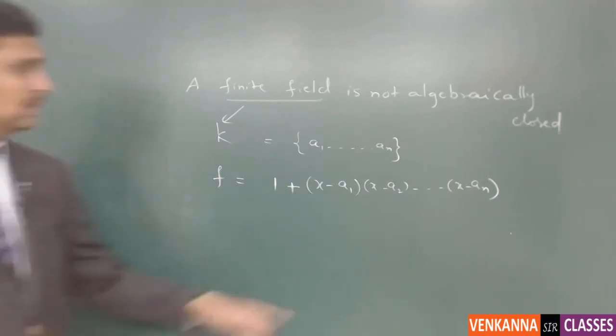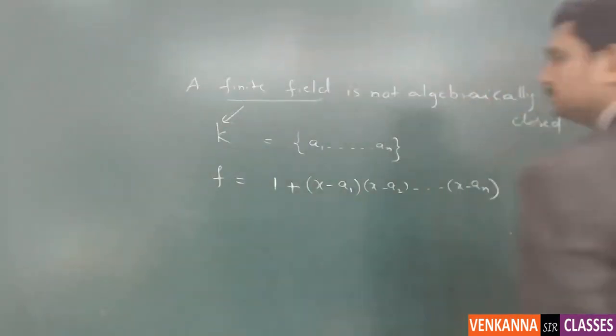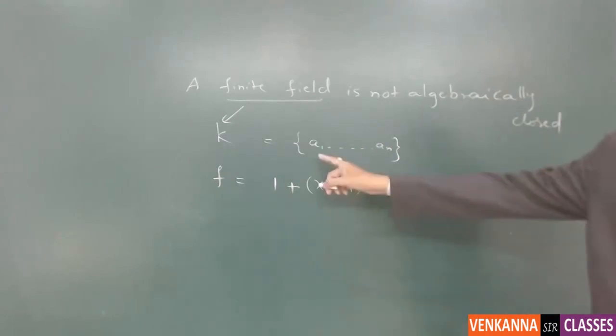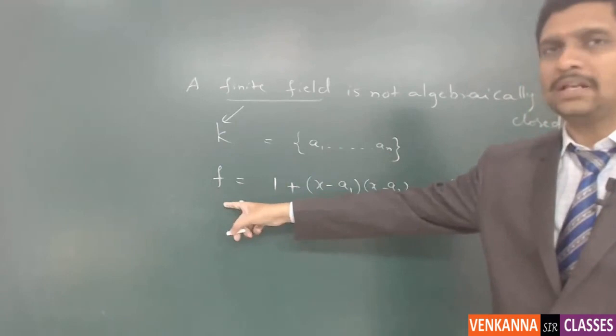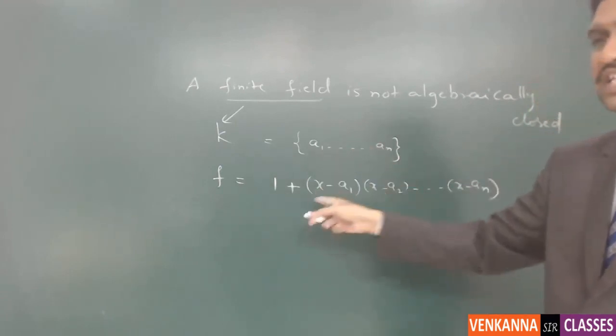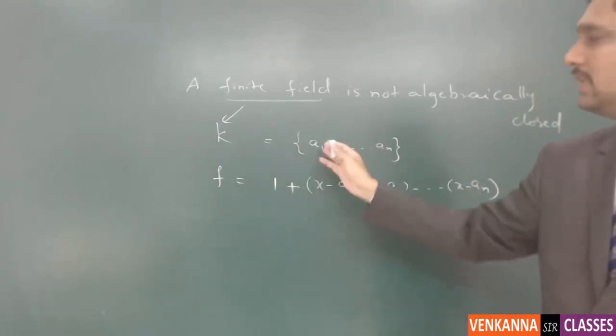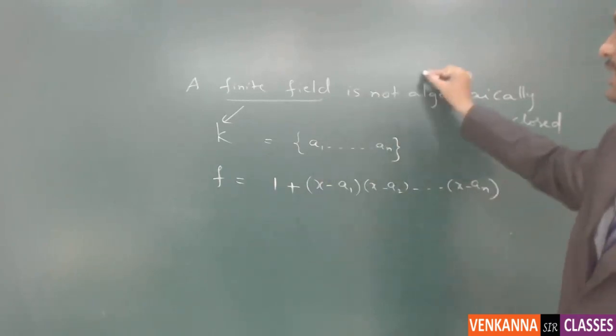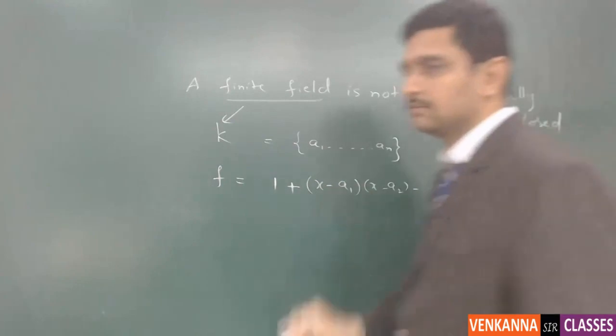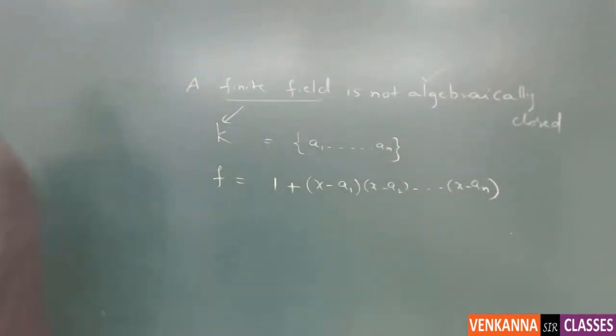Now see, this is a polynomial. If you substitute any element a1, a2, and so on, an in this polynomial, they will not satisfy this equation. So these are not at all roots of this polynomial. Therefore, this is not algebraically closed. That was the conclusion. Clear?